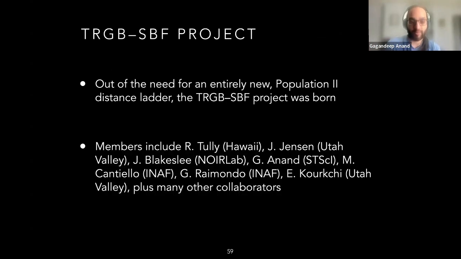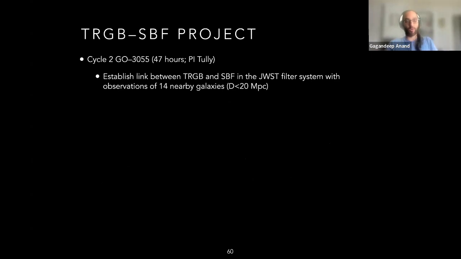Here's some of the cast of characters, but we're working with a lot of other collaborators on this as well. I've said that we can overcome the limitations of the HST surface brightness fluctuation ladder by using JWST, and that's exactly what we're setting out to do. So we have an approved and actually completed cycle 2 program. That establishes the link between TRGB and SBF, the second rung of the distance ladder, in the JWST filter system with observations of 14 nearby galaxies.